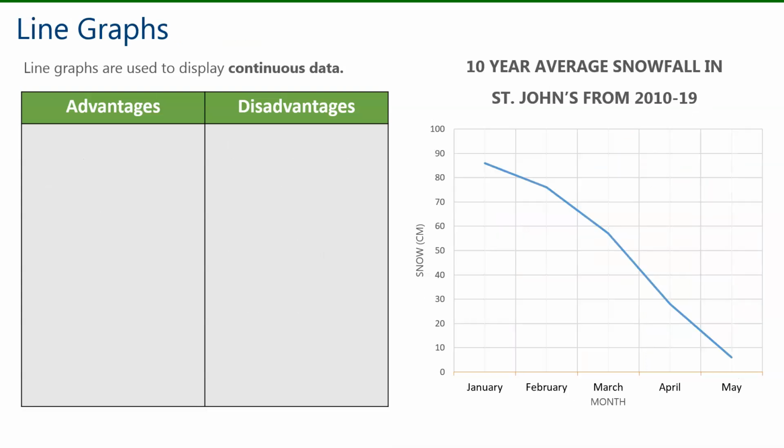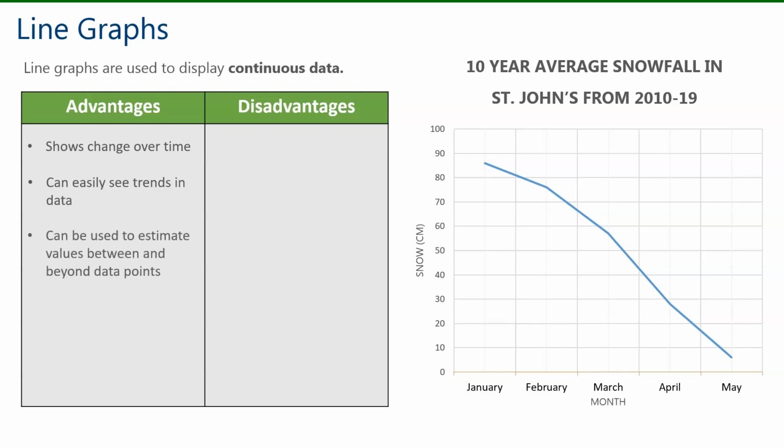Line graphs are the only graphs that we're going to look at that display continuous data. Remember, continuous data is measurable data, so we can find any point on a graph. Some advantages of line graphs include: shows change over time. We can easily see trends in data. They can be used to estimate values between and beyond data points. They are easy to draw. And we can easily compare multiple sets of data on the same graph.